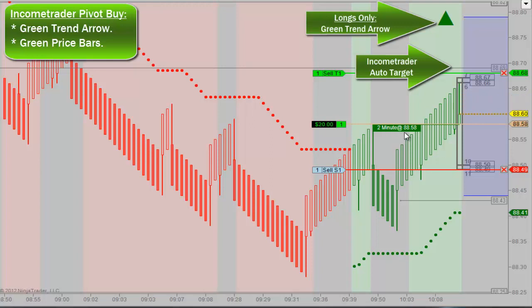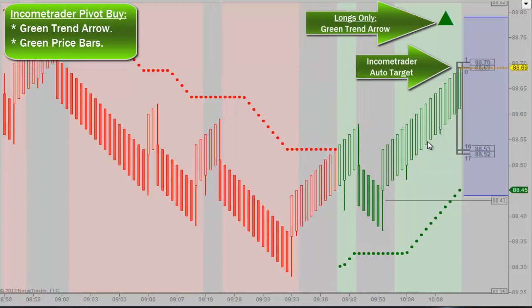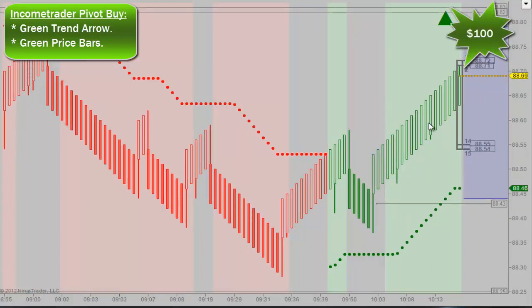You notice we had another pivot print here on a 2-minute chart at 88.58, and we're still waiting for our fill. Now when I took this trade, I was looking at my 5-minute chart. 5-minute chart was in an uptrend. It actually fired off a volume signal indicating that we were going to go higher. And so I took this trade with confidence, knowing that I'd get my fill.